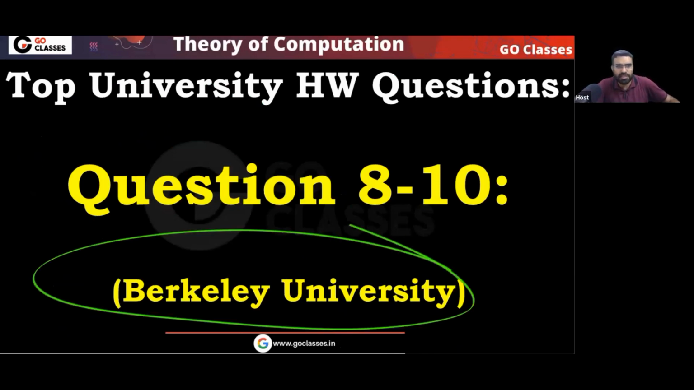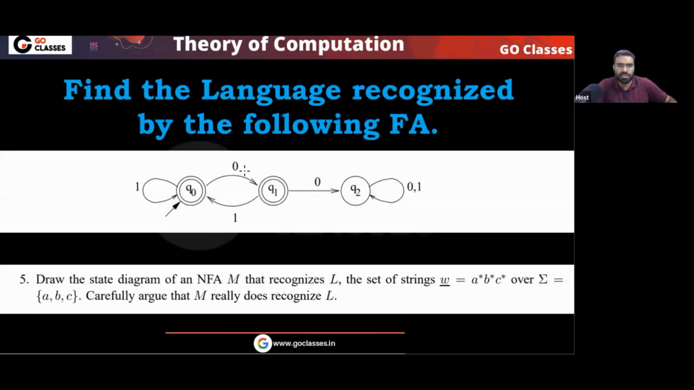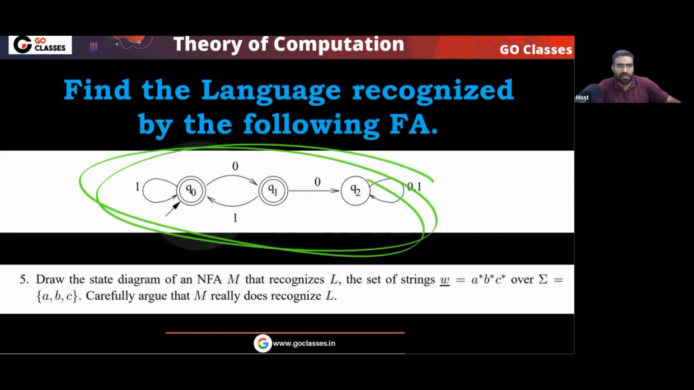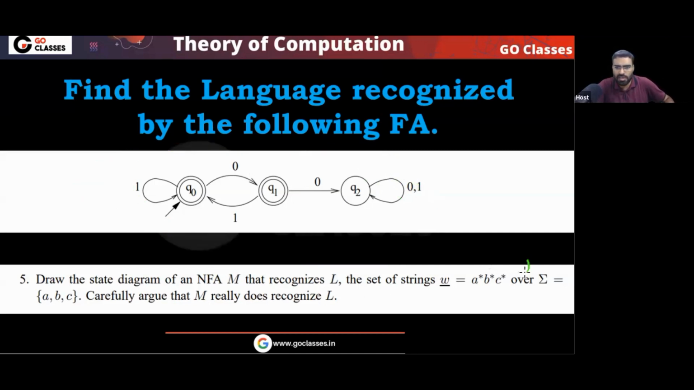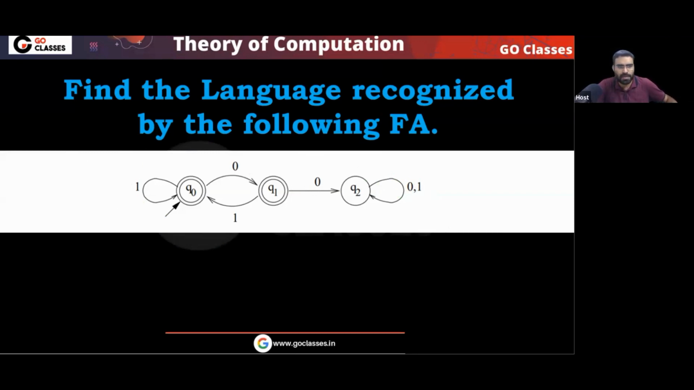Question number 8 to 10, these are from Berkeley University. So these are the questions. You can see in this question, we have to find the language that is accepted by this finite automata. And another question is, for this language, we need to create a non-deterministic finite automata. So let's see one by one. Let's see this question. The question is asking, what is the language of this finite automata?